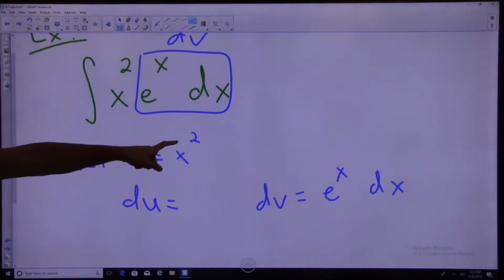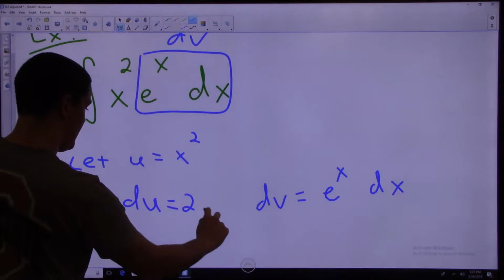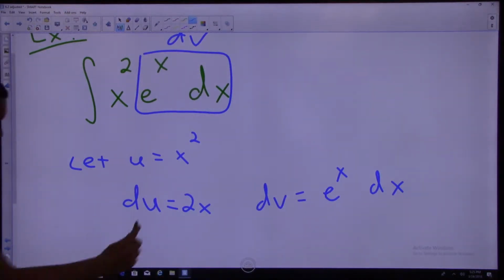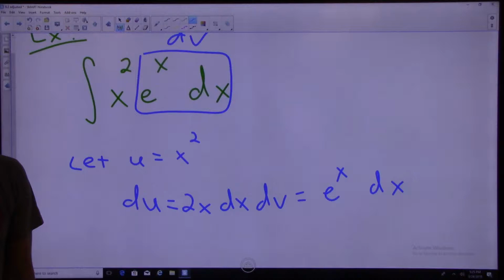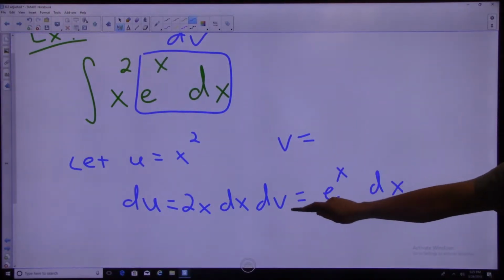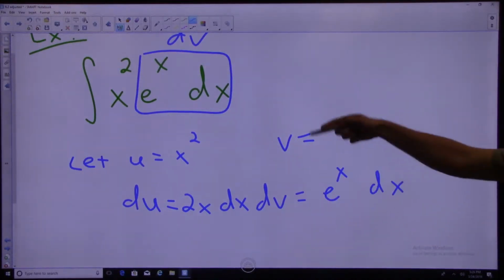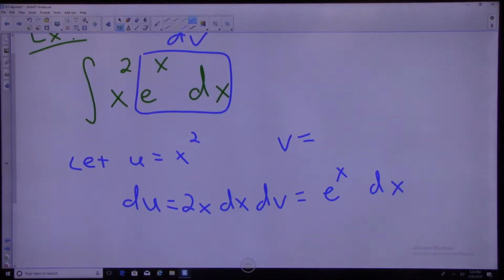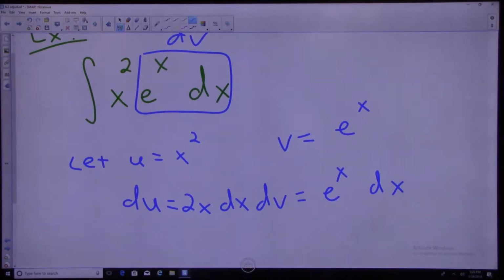Well, it's the derivative of u. If I take the derivative of x squared, it's going to give me 2x, but then it's going to be times dx. Remember there's a shortcut there. You could write du over dx is equal to 2x, and then solve for du, so you get 2x dx. Now we want to find v. Remember, v is the antiderivative of dv. So this is the derivative of v right here, and if I want to go backwards, I've got to take the antiderivative. What is the antiderivative of e to the x? Answer, e to the x.